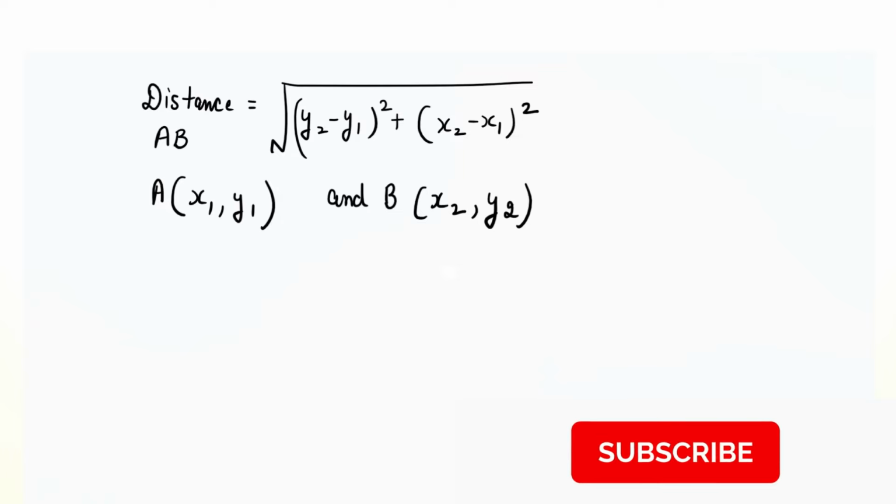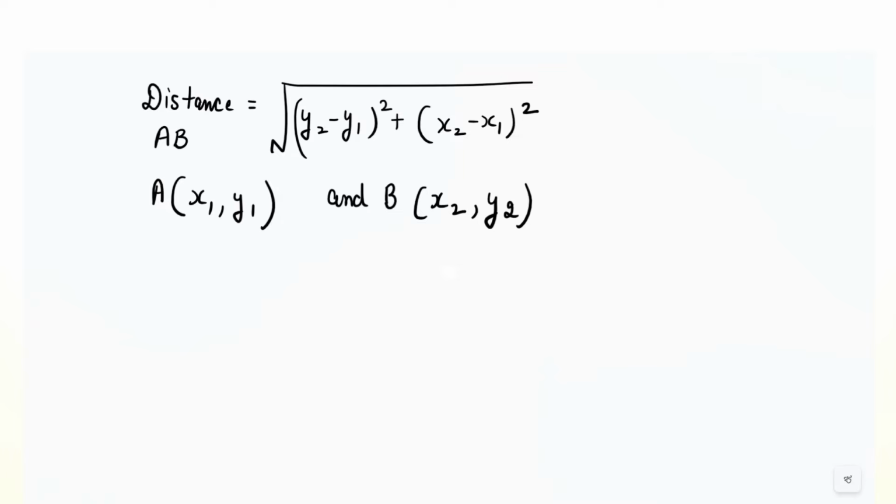If the points are A (x1, y1) and B (x2, y2), we can calculate the distance between the points, or the length of AB, by using the formula which you can see on the board. So let's take some examples.